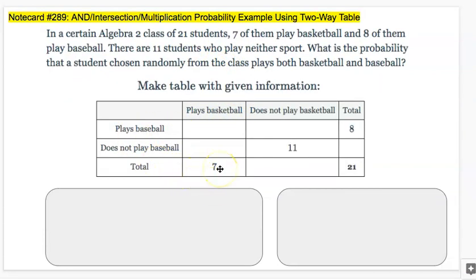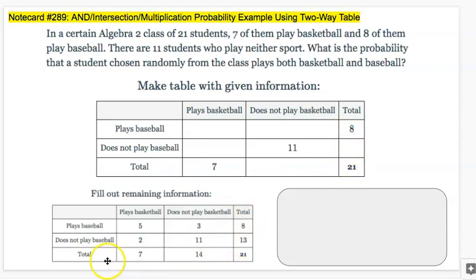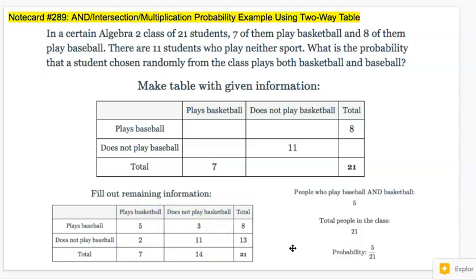We know there's 7 total that play basketball. So plays basketball column, 7 total. Plays baseball row, 8 total. And we know there's 11 who don't play either, and we know it's a class of 21. So then we just go backwards and fill in that table. What's 21 minus 8? You put that there. That's 13. And then we can go and fill in the rest. So now, we've got to look for the ones who play both basketball and baseball. Okay, so that would be these right here. So it would be 5 out of 21. All right, so that's it.